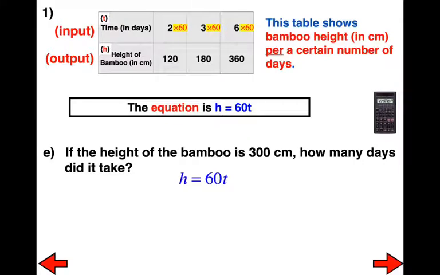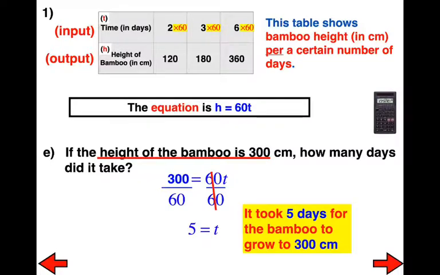We could also utilize the equation as well. And so, if we are given 300 centimeters, that is the height. So we would replace h with 300 and then solve that very simple equation. That's just another way of figuring out that the amount of time would be 5 days to grow 300 centimeters. So always lots of different ways of finding what we need. Okay?